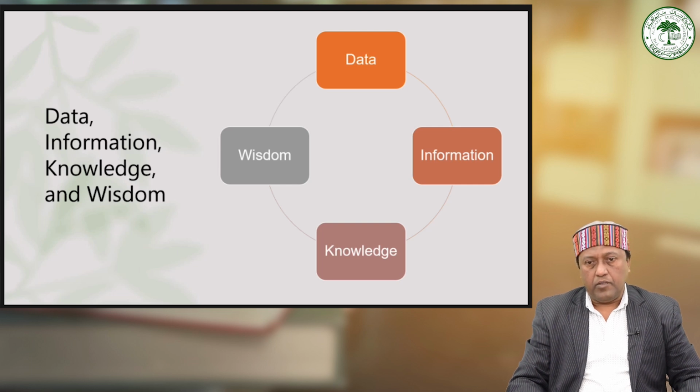This DIKW hierarchy is a widely recognized model for categorizing human comprehensions within the realm of perception and cognition. It traces its roots to the English poet T.S. Eliot, where the information lost in data, knowledge lost in information, and wisdom lost in knowledge.